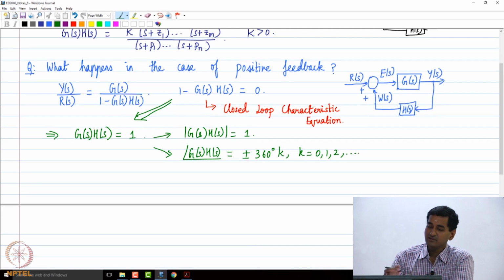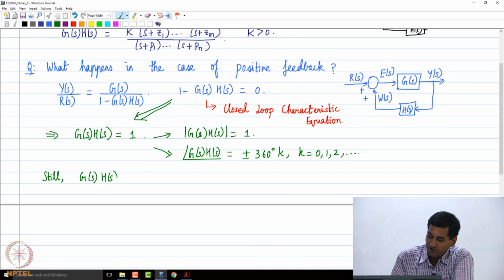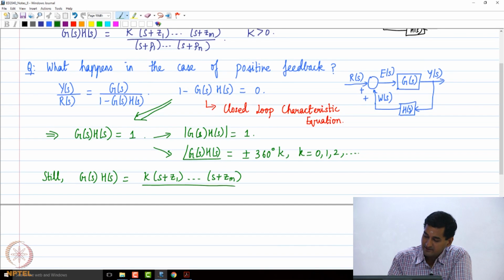So still, we are considering G of s H of s to be of the form k times s plus z1 all the way till s plus zm, divided by s plus p1 all the way till s plus pn, of course with k being positive.